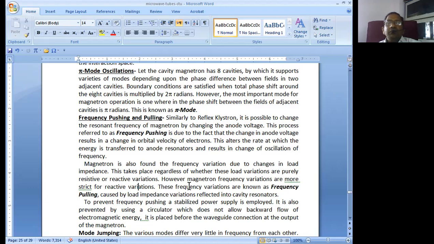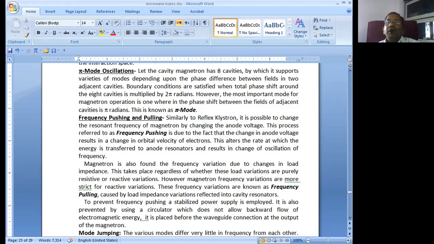The magnetron also shows frequency variation due to changes in the load impedance. If the load that we apply to the magnetron gets changed, then also the frequency of oscillations can be changed. This takes place regardless of whether these load variations are purely resistive or purely reactive. Reactive means what? It may be inductance effect, it may be capacitance effect, it may be both. Inductance and capacitance are called reactive variations.